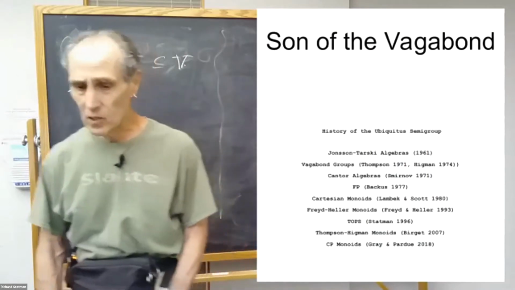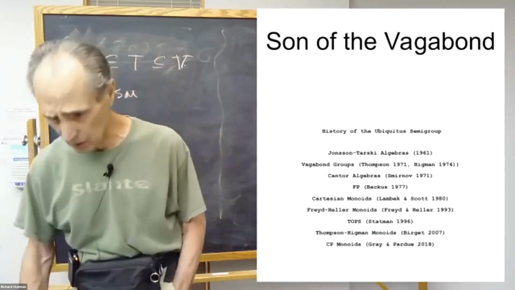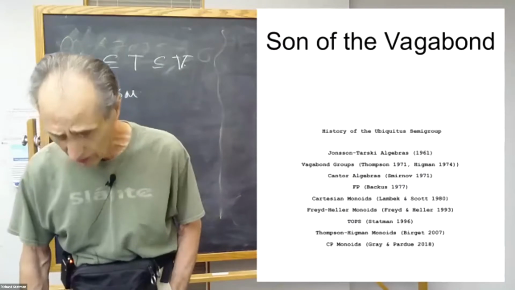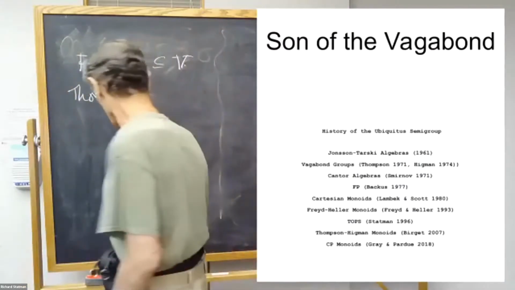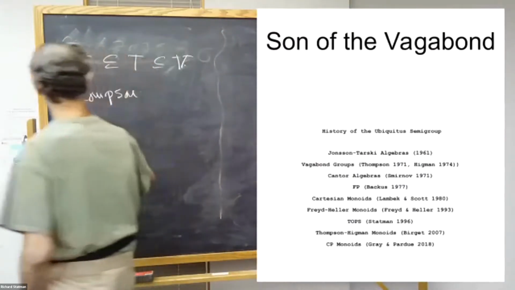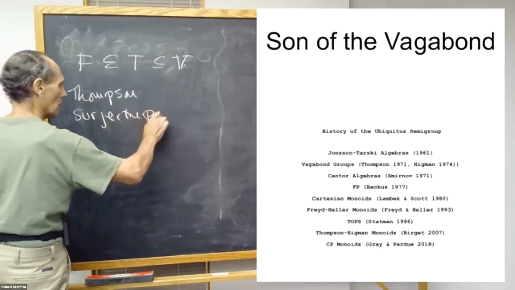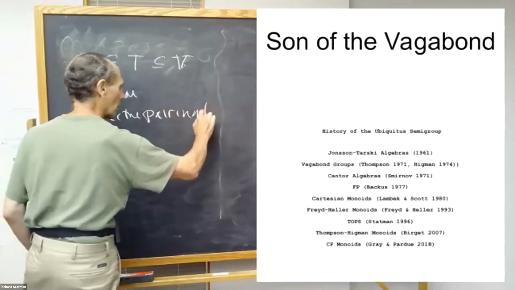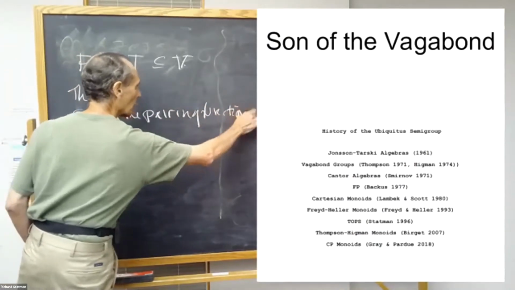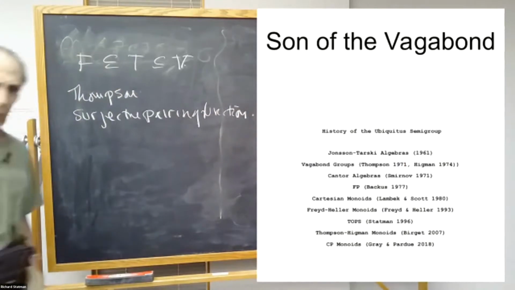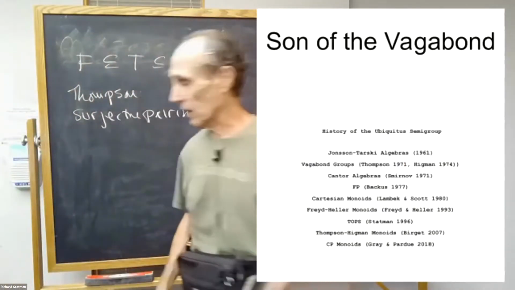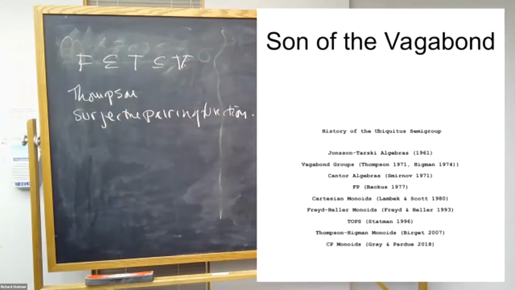Okay, so the first example comes up in 1961. Jónsson-Tarski wrote down basically the theory of a surjective pairing function, a first order theory, as an example of something in universal algebra. And I read the paper years and years ago, and to be honest, I don't remember what this was supposed to be an example of. But for our purposes, this is the place to start.